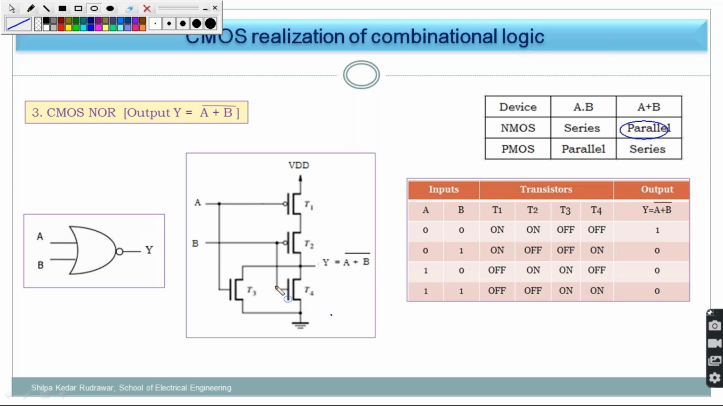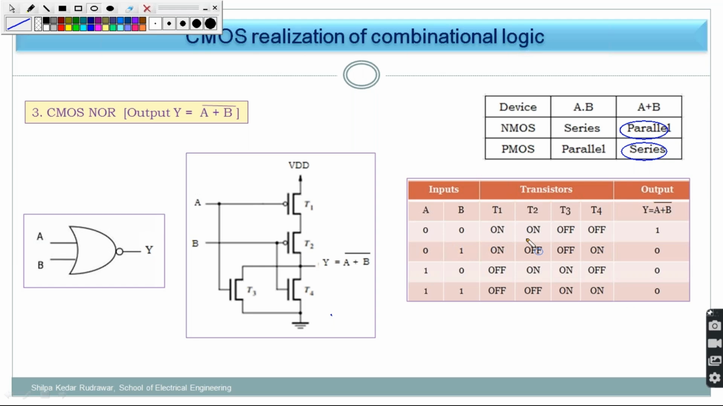Parallel logic. So you need to have both A and B transistors in parallel, and opposite of that for the PMOS, so it will be in series. So hope these things are clear. Again, in the same manner as I have verified the truth table, the same way you need to verify the truth table.